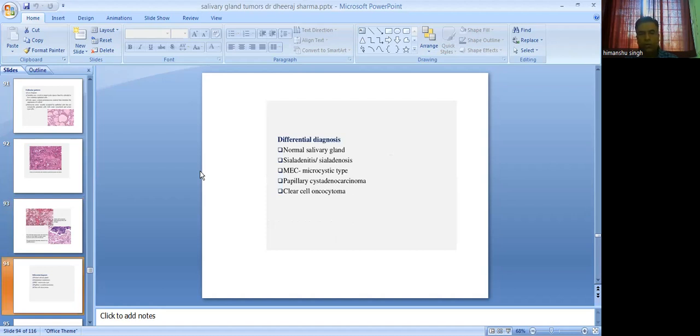The differential diagnosis includes the normal salivary gland, sialadenitis, mucoepidermoid carcinoma, microcystic type, papillary cystadenocarcinoma, and clear cell oncocytoma.